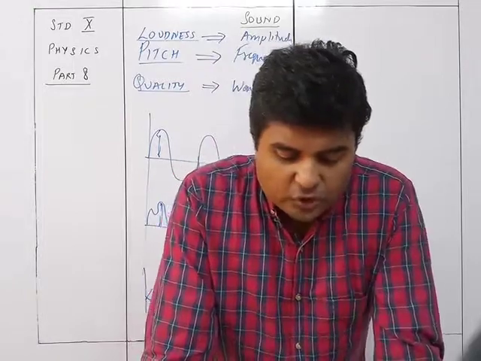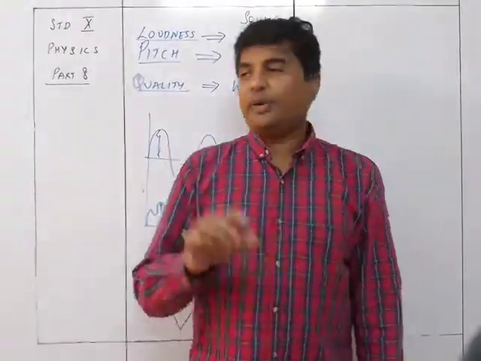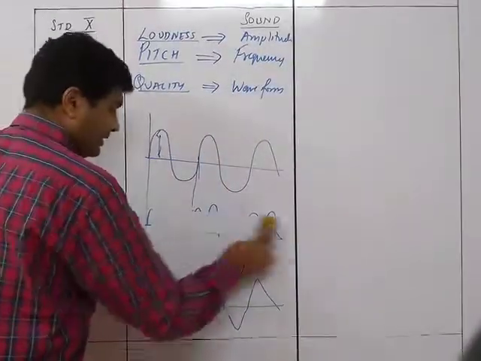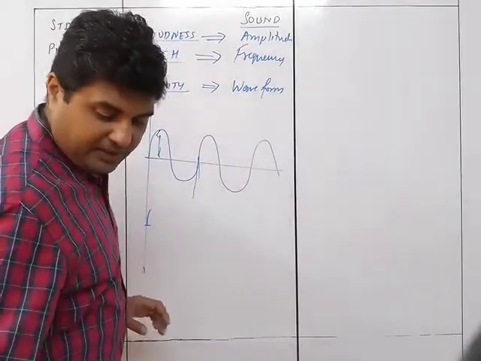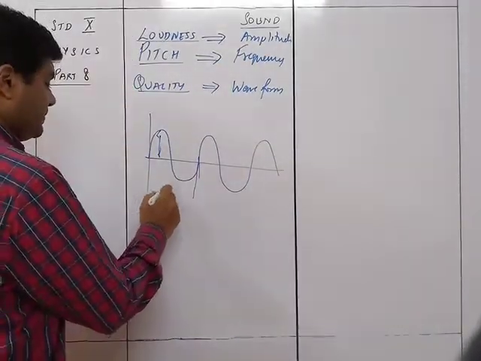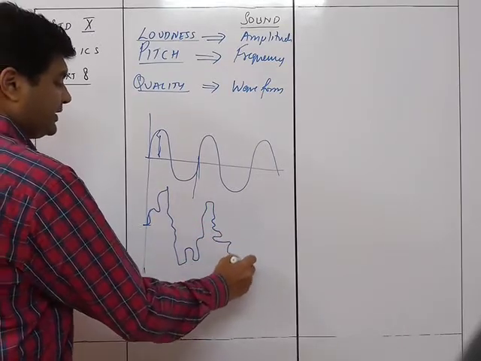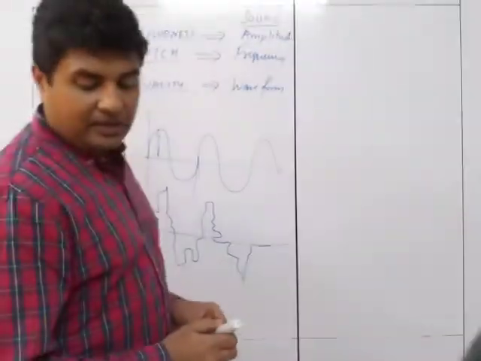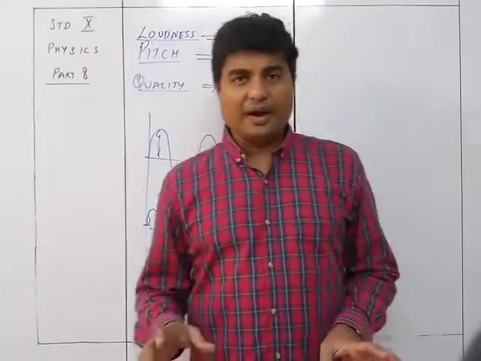Figure 7.24 shows the waveform of music and noise. You can see the waveform of music is a regular sine wave, whereas in case of noise it will be something completely irregular. Something random is going on. So you can see that in such a case they are going to be discontinuous, discordant, irregular kinds of waveforms.